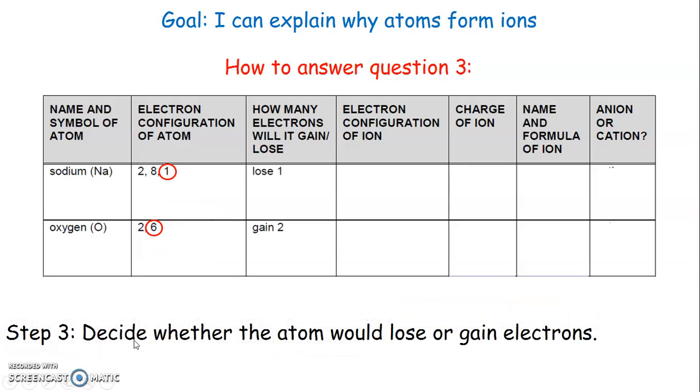Now, the next step is to decide whether the atom would lose or gain electrons. So, because sodium only has 1 valence electron, it would be much easier to lose that one. Okay. And so the next shell becomes the outer shell, and that's got 8. Okay. For oxygen, right, it would be much easier for oxygen to gain 2, so that the outer shell becomes 8 electrons. Okay.